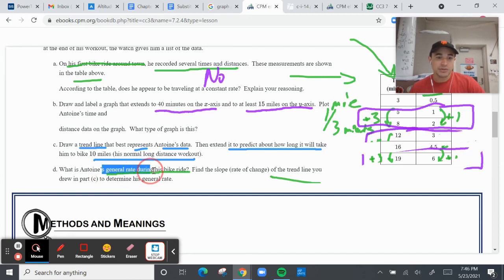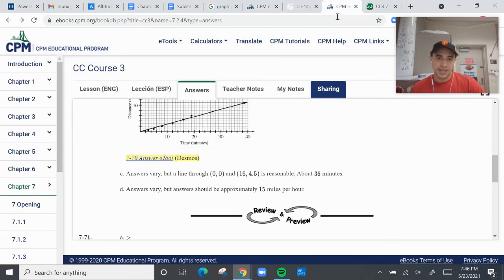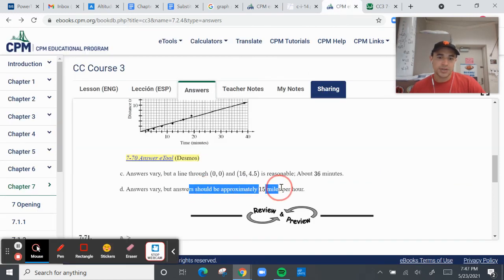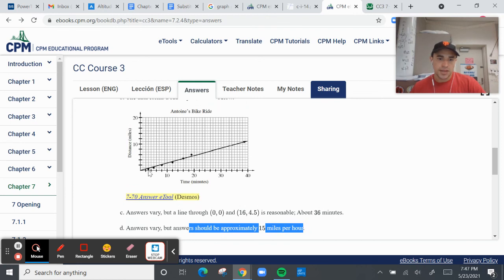But the general rate during his bike ride, the slope that you should find, I'm just going to give you the answer here, should be approximately 15 miles per hour. If we look at this chart here, we start at 0, 0, and then we want to find a point where it actually hits, and we want to find a slope triangle. Based on your graph, it could be about 15, it could be 12, it could be 18. It depends on how you draw it, but we want something around 15 miles per hour.